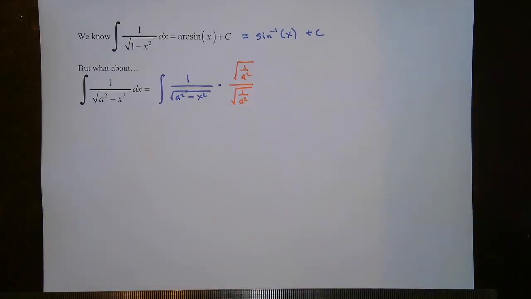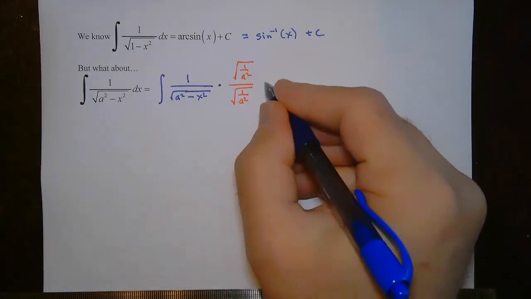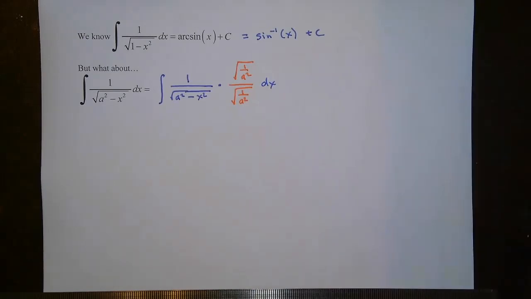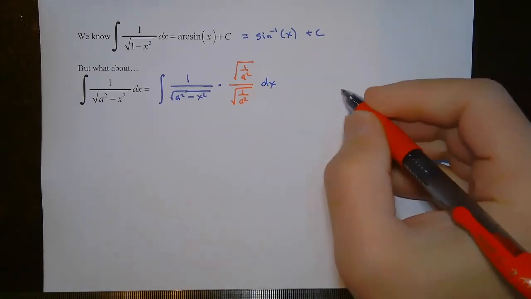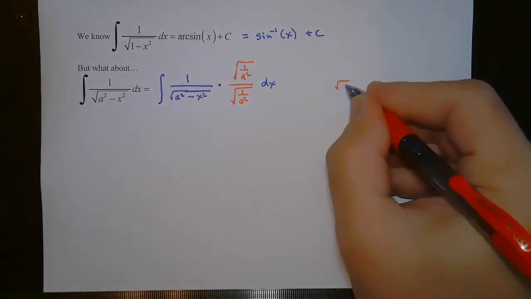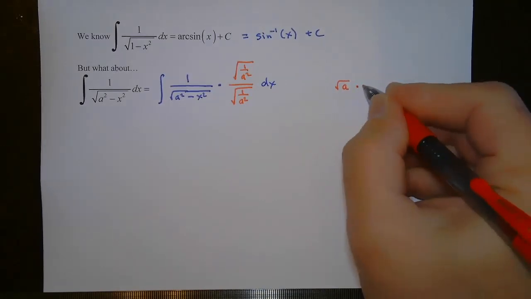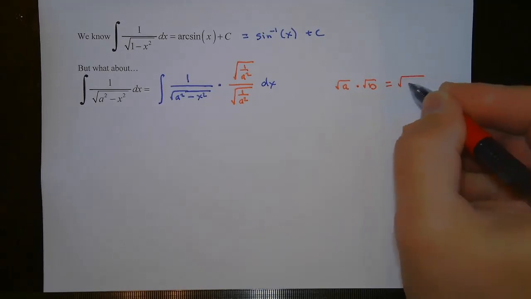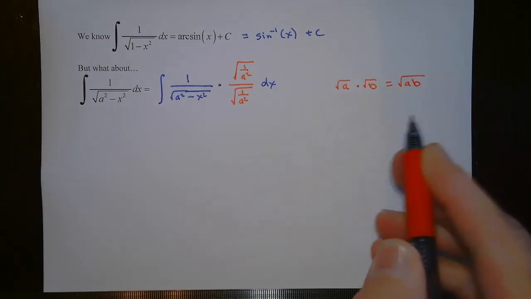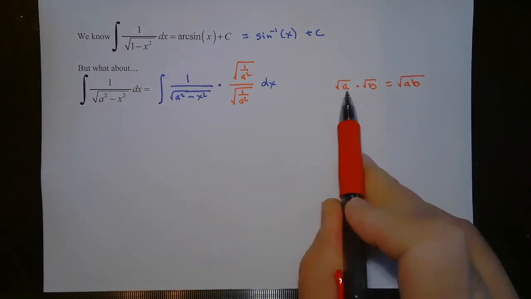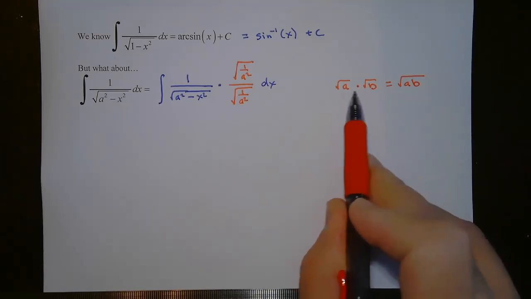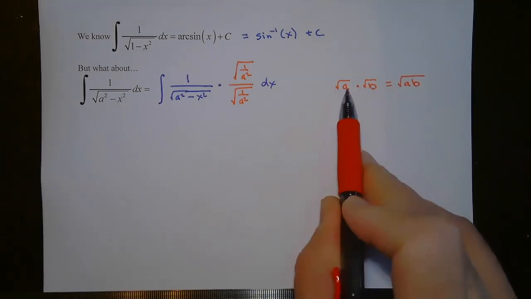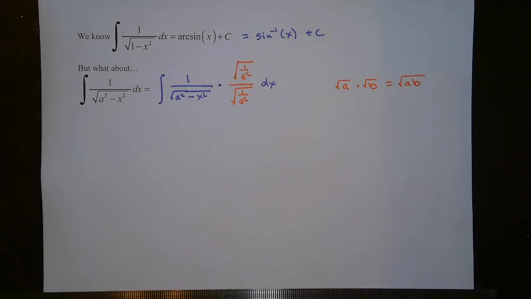So basically you need to know that if you take the square root of a times the square root of b, the only way that can happen is you have the square root of a times b. So the only way to multiply square roots together is to have two square roots.